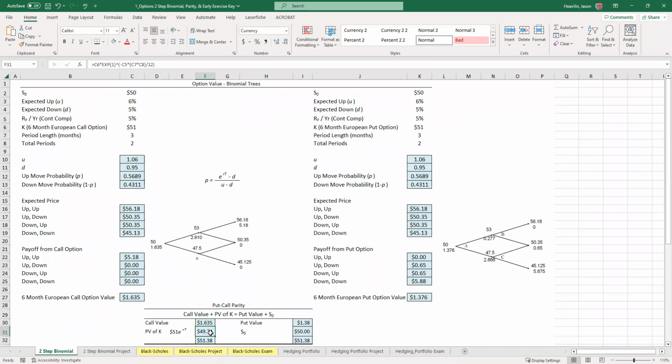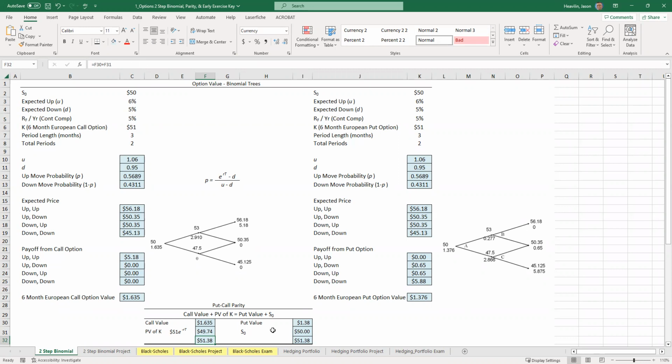Now, if we calculate the present value of the strike price, in this case, the $51, multiplied by the continuous discounting, let's look at the formula. We have the $51 here, C6, times Euler's number, raised to negative risk-free rate, the 6 months, 3 times 2 for 6 months, divided by 12 to make it half the year. When you do the continuous discounting on the strike price for present value, the present value of the strike price is $49.74. If you add those two together, you get $51.38.